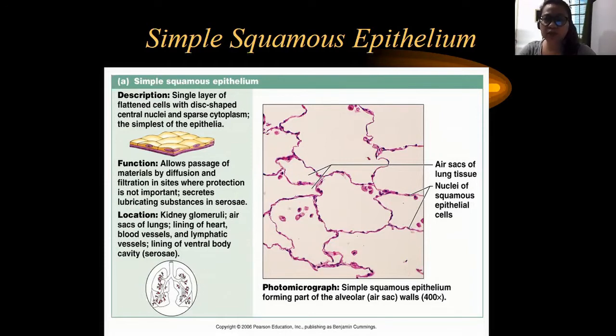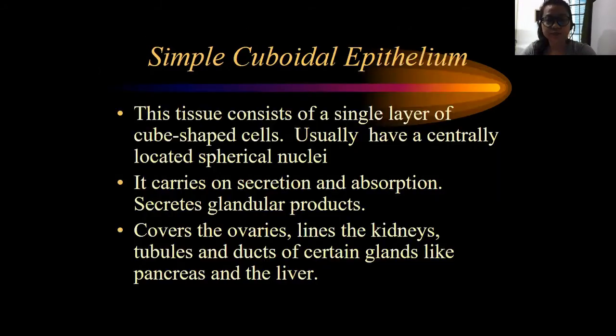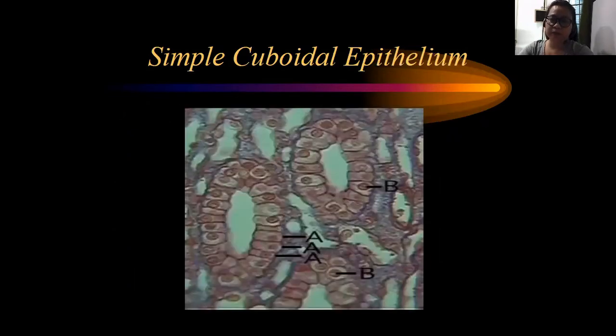What causes its damage? Sometimes it is a high intake of salt, or an increased intake of sugar. Now, the simple cuboidal epithelium: this tissue consists of a single layer of cube-shaped cells, usually with centrally located spherical nuclei. It carries on secretion and absorption and secretes glandular products. It covers the ovaries, lines the kidney tubules, and the ducts of certain glands like the pancreas and the liver. These are the major organs in our body that contain simple cuboidal epithelium. This is an example of a microscopic picture of cuboidal epithelium.